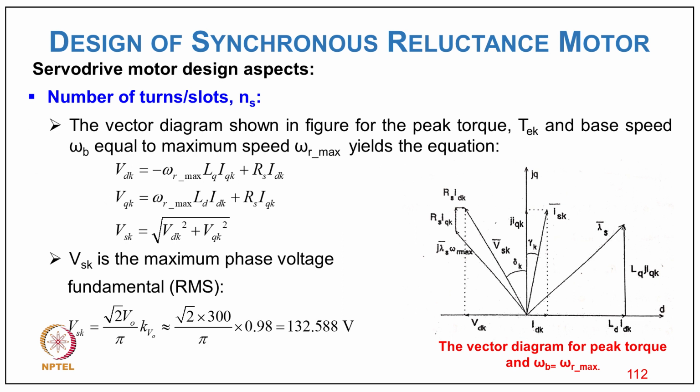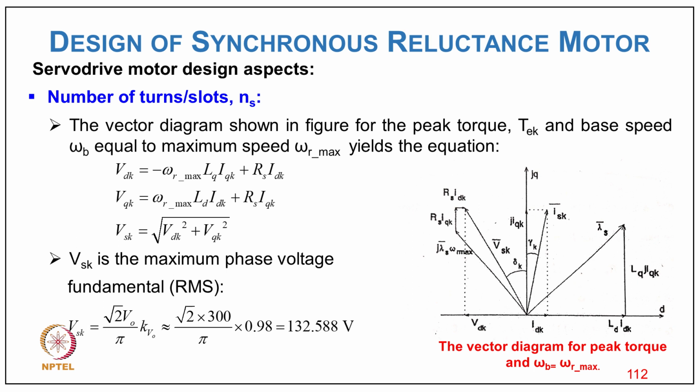So now coming to the number of turns per slot NS. The vector diagram shows in the figure the peak torque TK, with base speed omega b equal to maximum speed omega r, yielding the equations. So VDK equal to minus omega r max LQ IQK plus RS IDK, and VQK equal to omega r max LD IDK plus RS IQK, and VSK equal to the square root of VDK square plus VQK square.